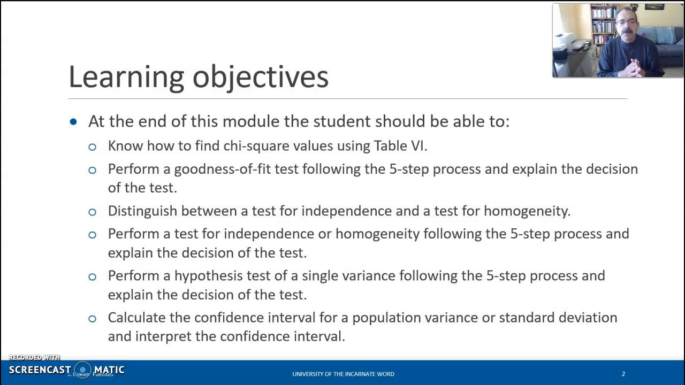Also, you should be able to perform a hypothesis test of a single variance following the 5-step process and explain the decision of the test. And finally, you should be able to calculate the confidence interval for a population variance or standard deviation and interpret the confidence interval. So that's what we intend to learn in this module.